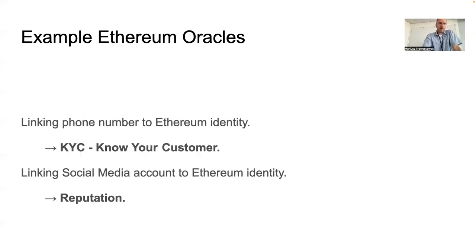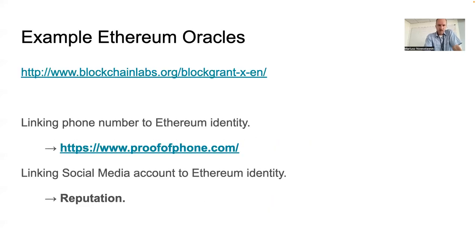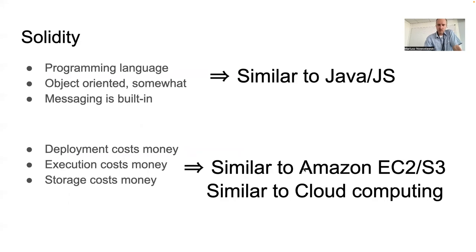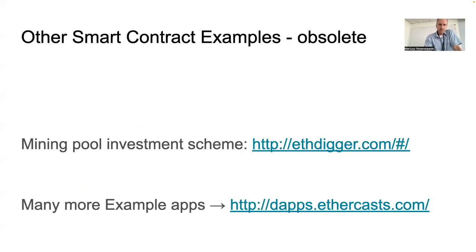So we had, for example, linking phone numbers to Ethereum identity. And then we had linking social media accounts to Ethereum identity, such that you have reputation and know your customer situations sorted. I checked those links, I checked those Ethereum oracles and they didn't work anymore. So the proof of phone didn't work. And the mining pools are also not relevant. So those are obsolete. So I mark those slides as obsolete.